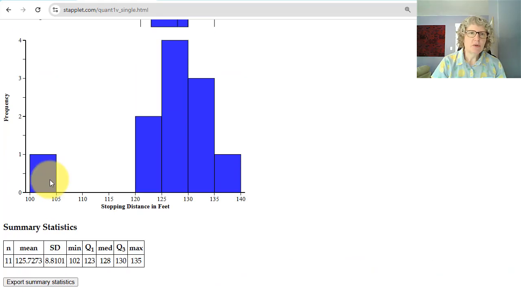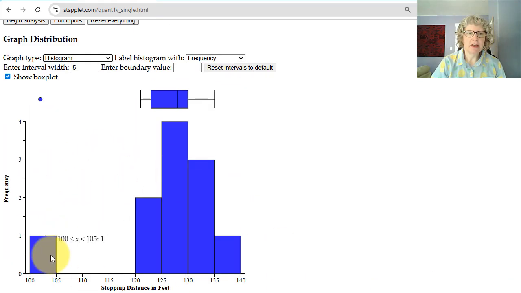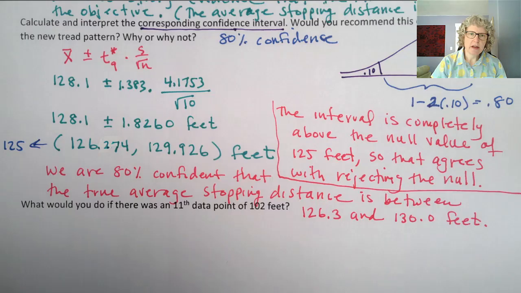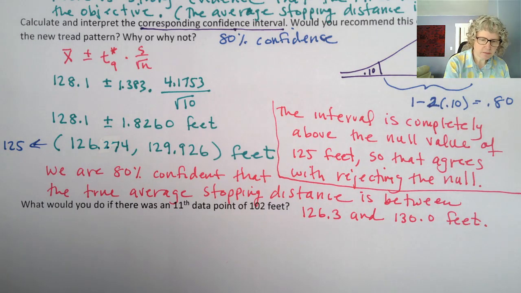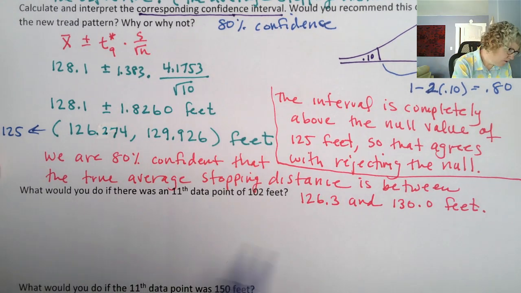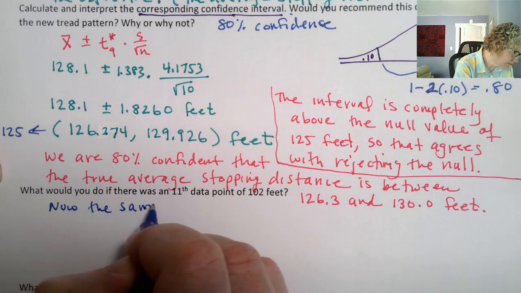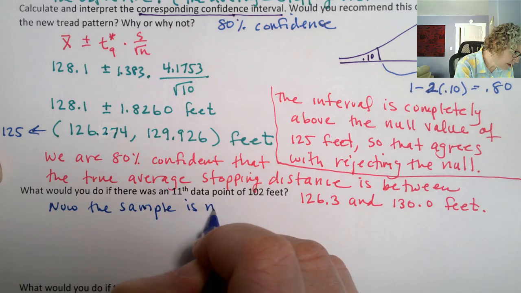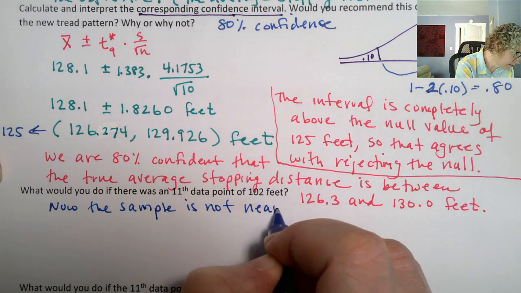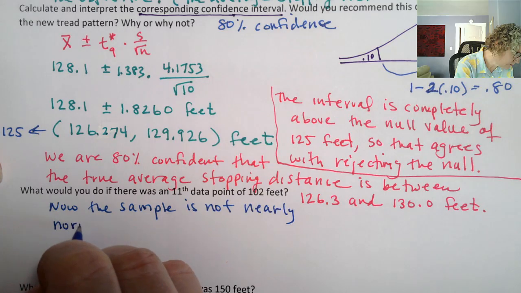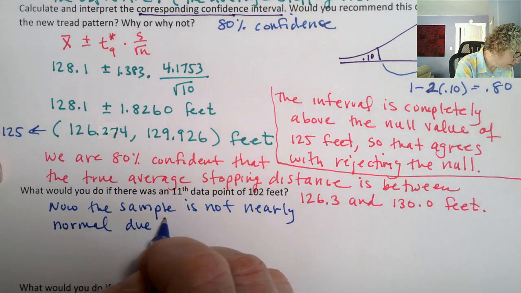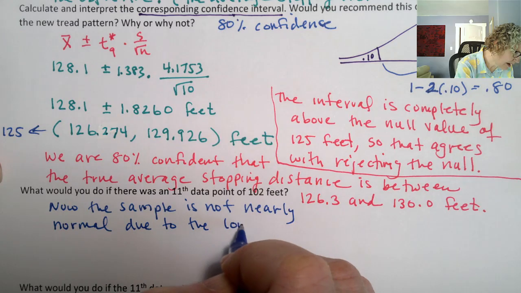We could do a simulation in this case. It wouldn't meet the conditions for theoretical, right? Because it's not nearly normal. So let's write that down. So I would say now the sample is not nearly normal due to the low outlier.